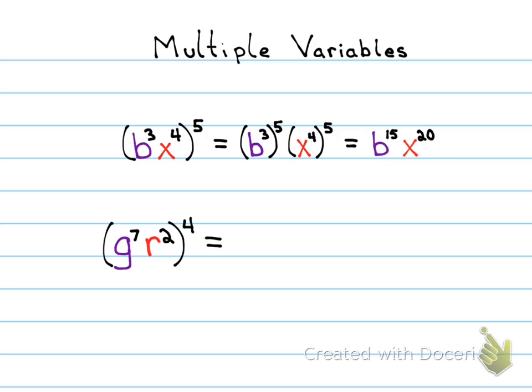Same thing here. We're going to give this power of 4 to both terms. So I have g to the 7th to the 4th and r squared to the 4th. And then I'm going to use my rules. G to the 7 times 4, 7 times 4 is 28. And r to the 2 times 4, 2 times 4 is 8.